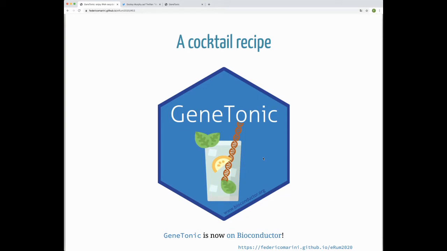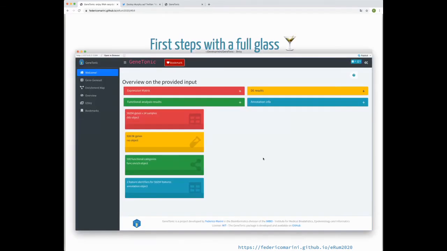And yes, GeneTonic is now available on Bioconductor. You can click on that link if you check out the presentation. Otherwise, you can just Google it. And the welcome page for GeneTonic looks like this. So the first thing that you can do is, for example, check out in these collapsible elements the object that you just passed as parameters.